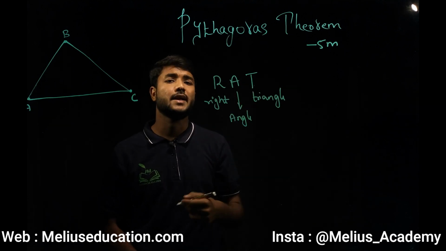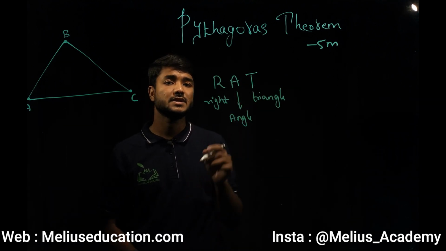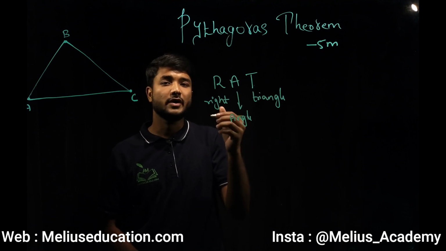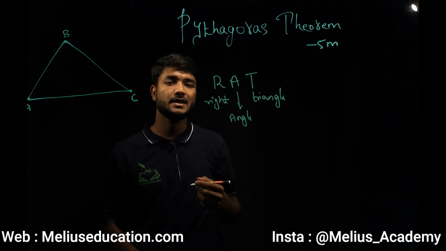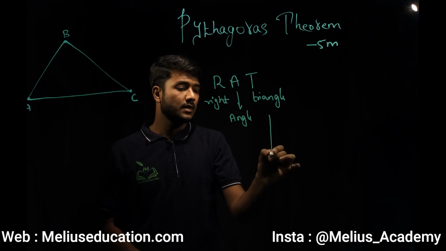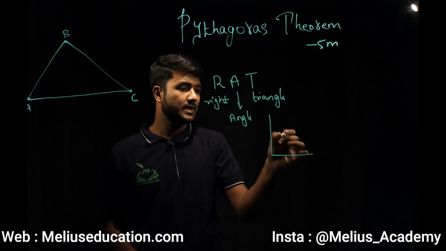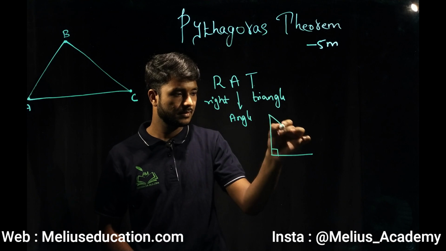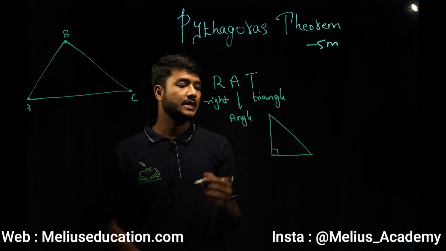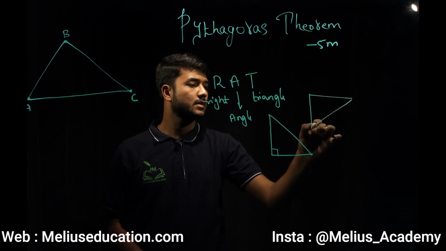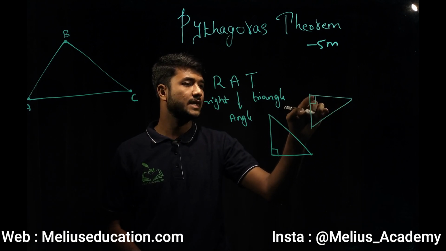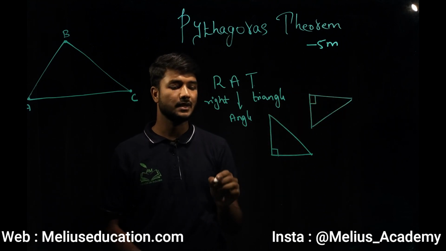What exactly is right angle triangle? A triangle in which you can find an L shape, or else in the mathematical language, a triangle in which one angle is exactly equal to 90 degree. So you find L shape here, so this is 90 degree. So this is a right angle triangle. You find L shape here, so this is 90 degree. So this is a right angle triangle.